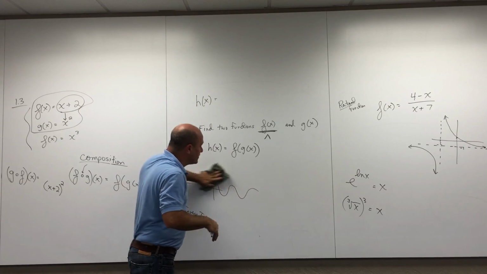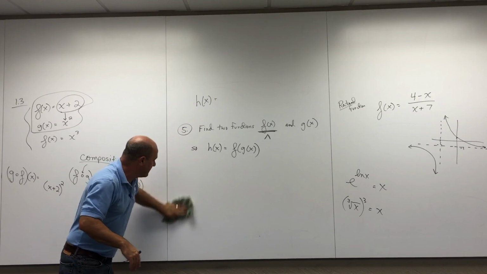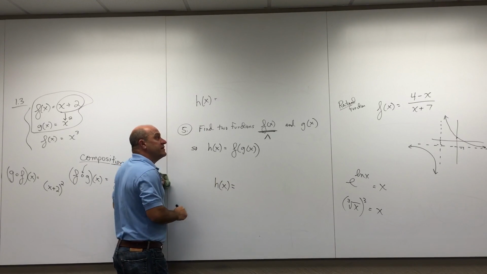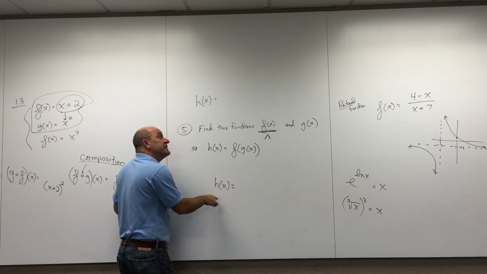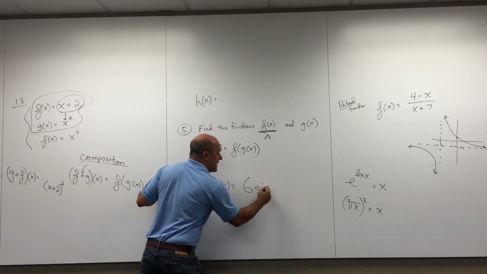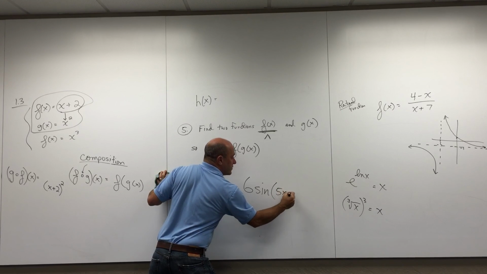And then I give you h. Now listen, I'm not going to do your problem. I'm just going to do my own problem. If I make up my own problem, this will look a little different. h of x is, I'm going to make up this problem, 6 sine of 5x plus 2.